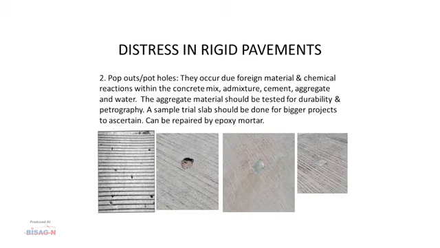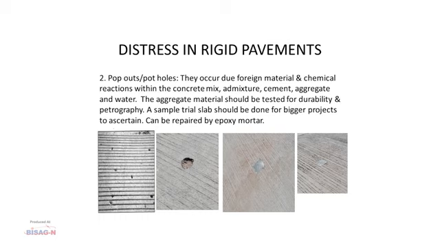Second is the potholes, or you can say the pop-outs. You can see minor pop-outs, and here you can see a small pothole. They generally occur due to foreign material and chemical reaction within the concrete mix, admixture, cement, aggregate and water. To avoid such potholes, the aggregate material should be tested for durability and a petrography test should be ensured during the execution of these rigid pavements.